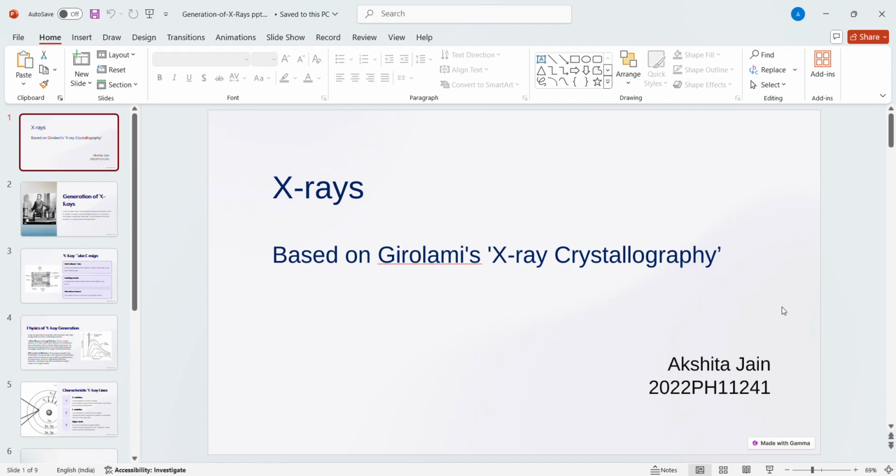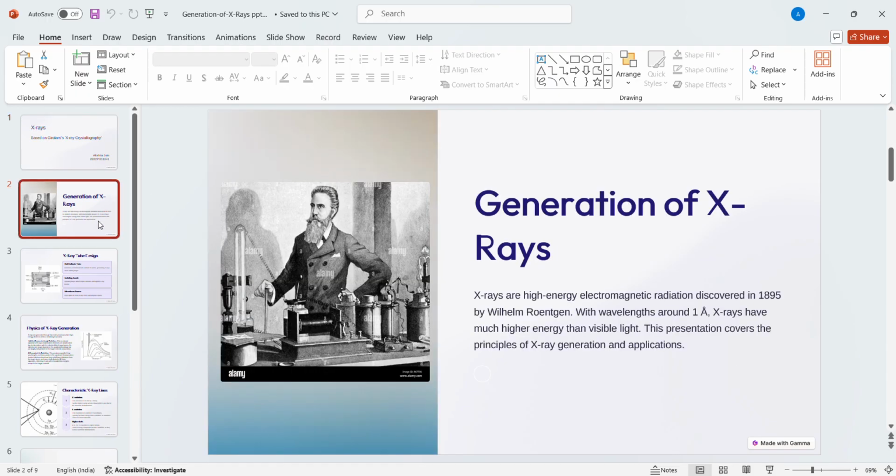This is the last part of our assignment, which is X-ray generation and how X-rays are generated. We have used the book Gurudeep Raj's chapter 13, which is X-ray crystallography, and made a PPT from that chapter by reading it. The main points are how X-rays are generated, the physics behind it, characteristics of X-ray lines, X-ray absorption, and its applications.